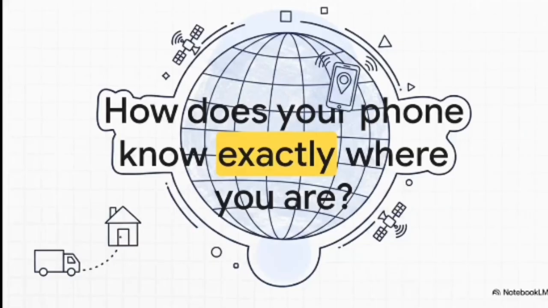Think about this for a second. You snap a selfie, you tag your location, and bam! How does your phone's GPS instantly pinpoint your exact spot on this massive spinning globe? Or, how does a delivery driver find your specific front door out of millions of other doors? It feels like magic, right? But it's actually pure, brilliant geometry.